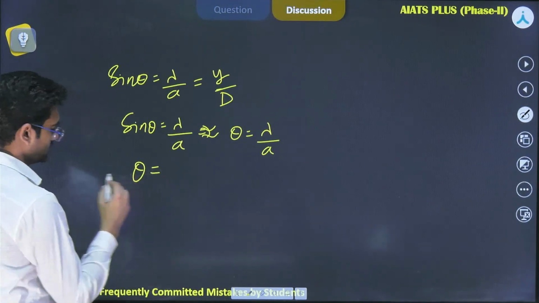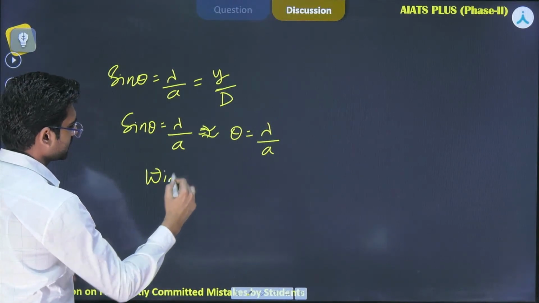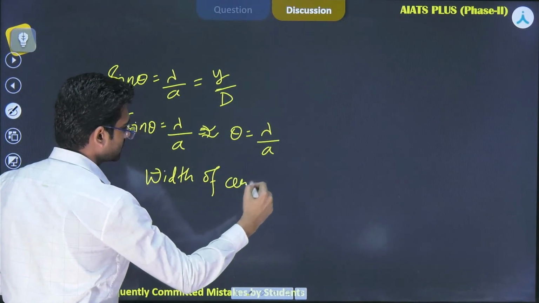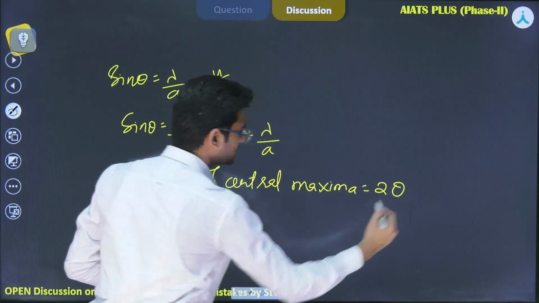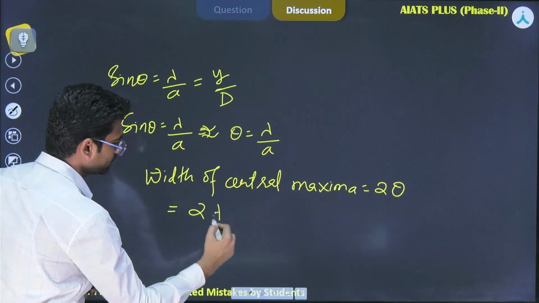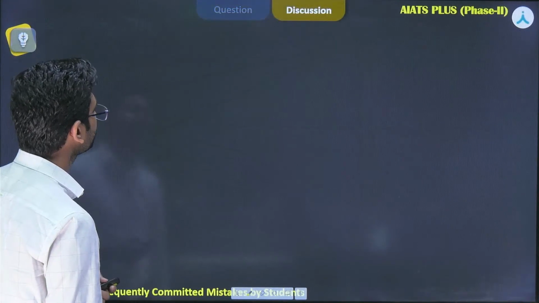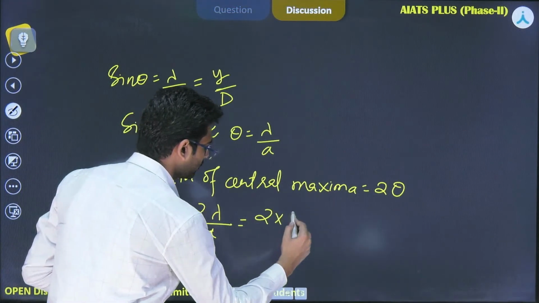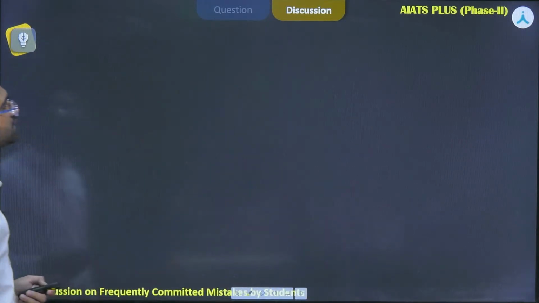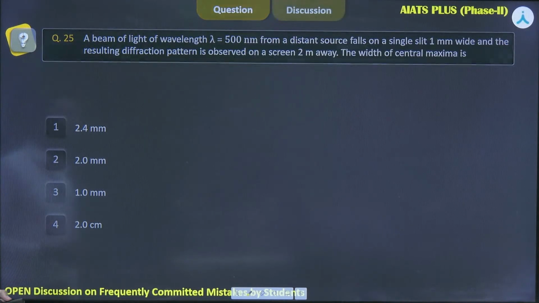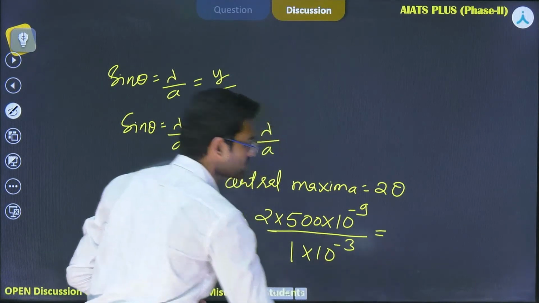So the width of the central maxima will be equal to 2 theta, right? So this will be equal to 2 lambda by A. Now what is the value of lambda? 500 nanometer. So 2 into 500 nanometer, that is 10 raised to power minus 9, divided by A. What is A? A is 1 mm. So this is 1 into 10 raised to power minus 3.